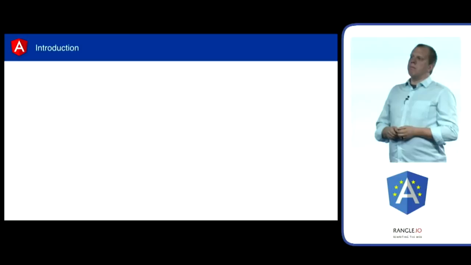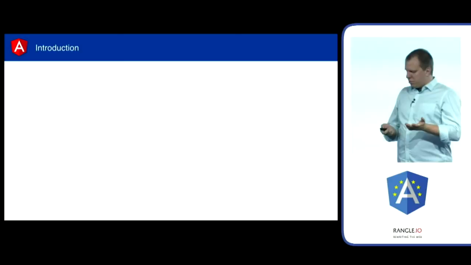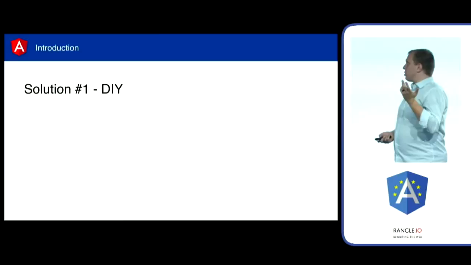Because you have an index and you want to build something that's great, you have this vision in your head, and you end up wondering, how do I get from the tutorial, the to-do list or whatever, to this dream that I have? Well, there's a few solutions. The first solution is, of course, do it yourself.